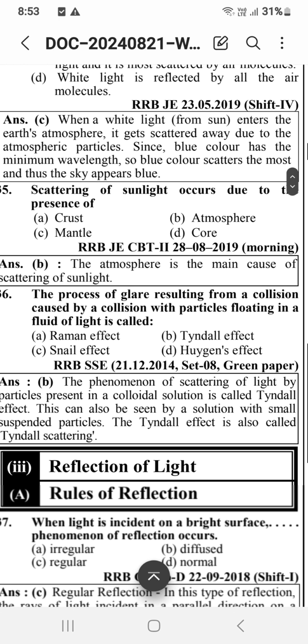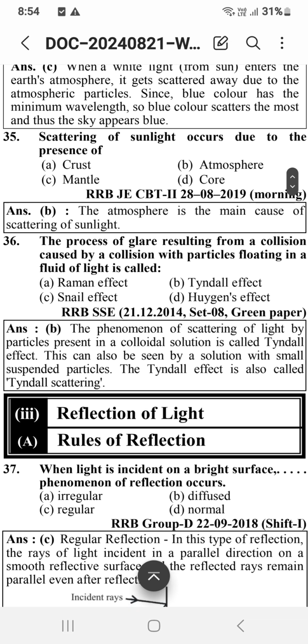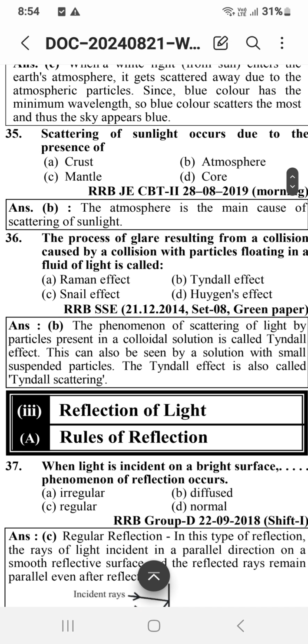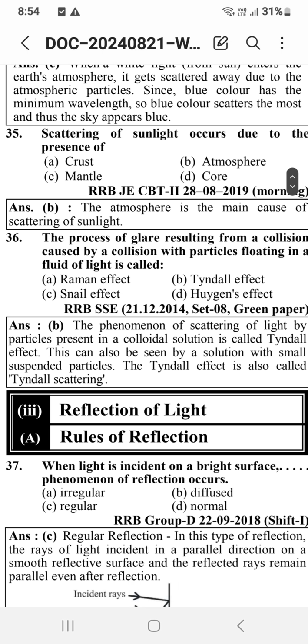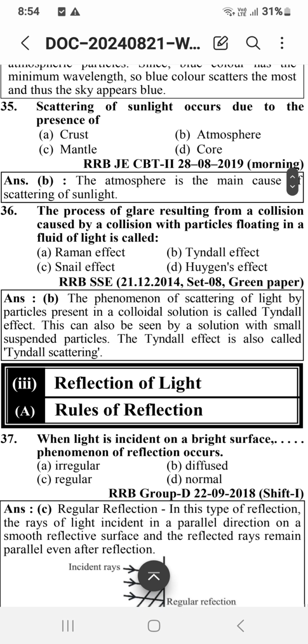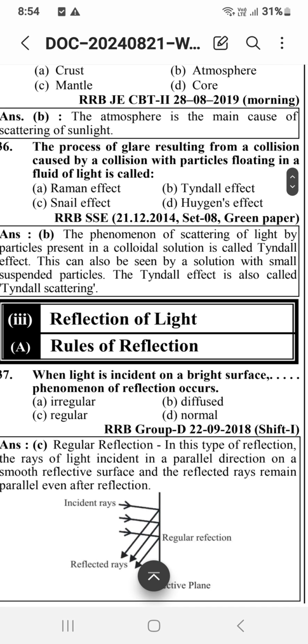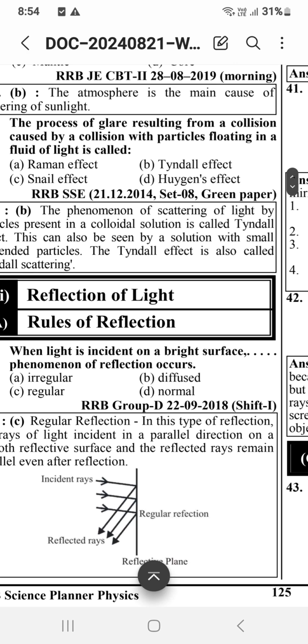Reflection of light. New topic. Rules of reflection. When light is incident on a bright surface, the phenomenon of reflection occurs. Regular reflection: in this type of reflection, rays of light incident in a parallel direction on a smooth reflective surface remain parallel even after the reflection. Incident ray, reflected ray, regular reflection, reflecting plane.